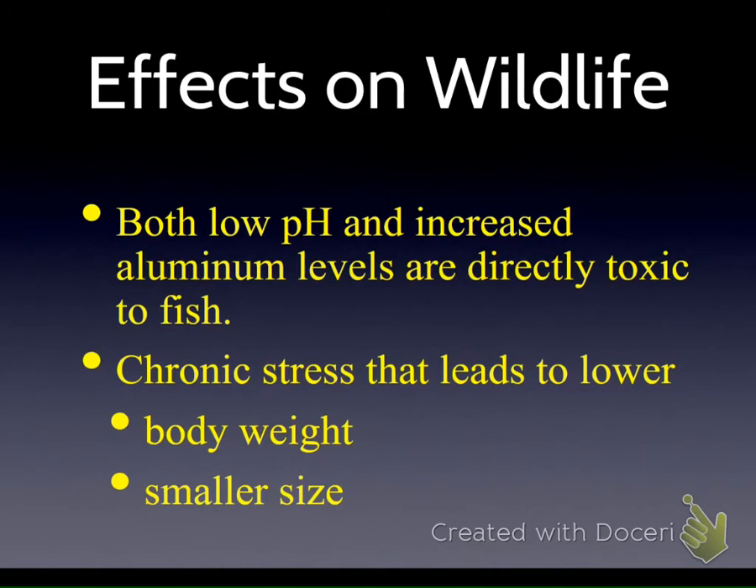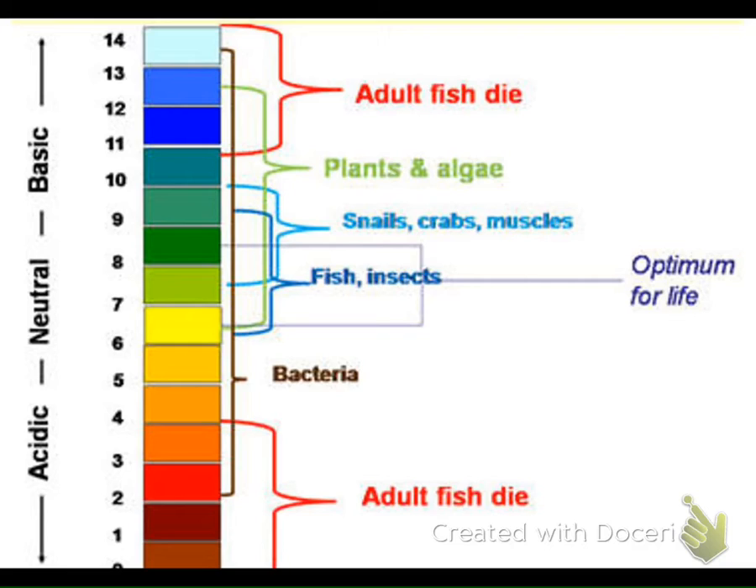Effects on wildlife, again, it stresses them and leads to lower body weight and size, either because of direct toxicity or removing the nutrients that they need, and or adding toxic things like aluminum ions. And this just shows you that at high pH and low pH, a fish will die. The optimum for life is somewhere between 6.5 and 8.5. Although one of the things I do want you to notice there is that there are some fish, some animals that like different pHs. Some organisms are better at different pHs than other ones.